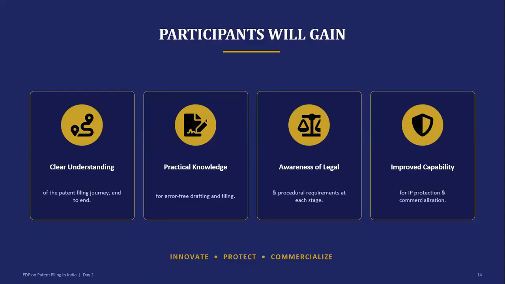At the conclusion of today's session, participants should have a clear understanding of the complete patent filing journey from invention to grant. They should also develop practical knowledge for more effective drafting and filing. Another important outcome is awareness of the legal and procedural requirements applicable at different stages. Ultimately, this knowledge should improve the participants' ability to protect innovations and explore their potential for commercialization. The central message of today's session can therefore be summarized in three words: innovate, protect, and commercialize.